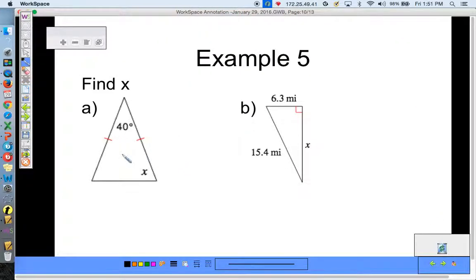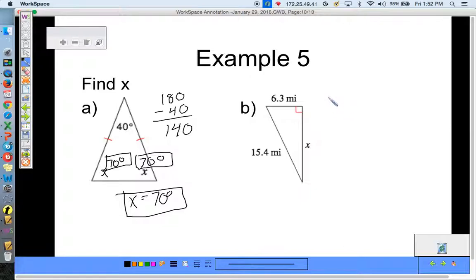So how would we find x here? Well, it's isosceles, so these two angles are both x. So if we do 180 minus 40 is 140. Well, they're the same, so they each have to be 70 degrees there. So x would equal 70 degrees.